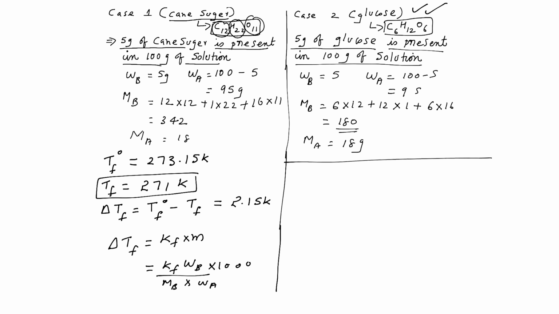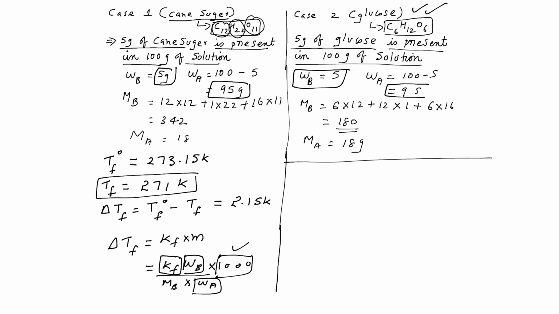Okay. Now listen. If you take glucose and cane sugar, in both cases the solvent is same. So KF value is same, right? In both cases, WB value is what? 5 gram. You can see, in both cases it is 5 gram. So WB is same. 1000 is a number, it is always same. Now WA, in both cases it is 95 gram, correct? Okay, so what we can write? Delta TF is inversely proportional to MB, correct?